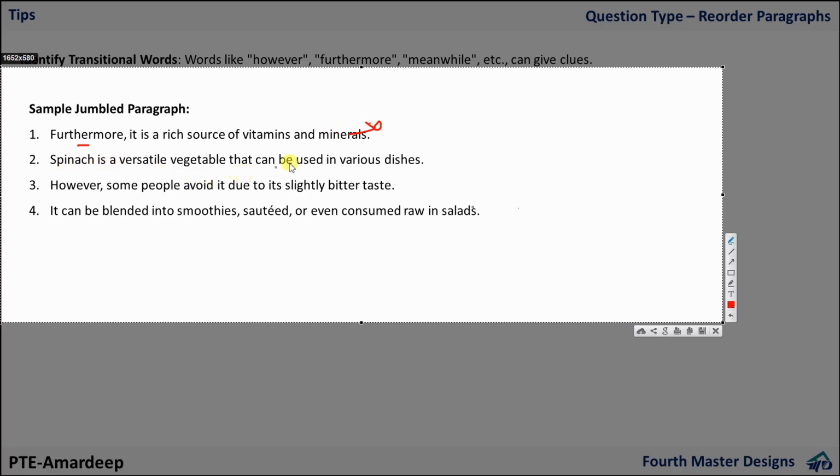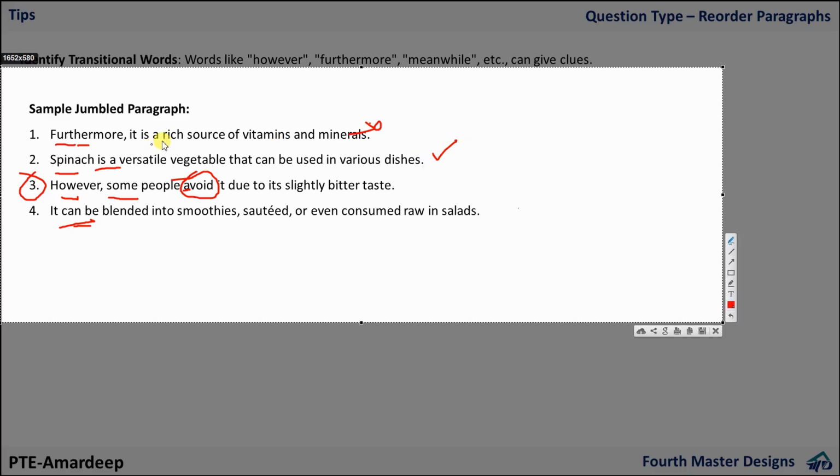Spinach is a versatile vegetable. So, this is the definition. However, some people avoid it. Now, I need to talk about its uses. Then I can say some people avoid it. Okay, so this can't be my first one. This has to be after some other sentence. It can be blended. Now, what is the logical explanation? They are giving a definition here and then you are adding to that definition by saying it can be blended. So I need to keep this in mind. So second is going to be my first one.